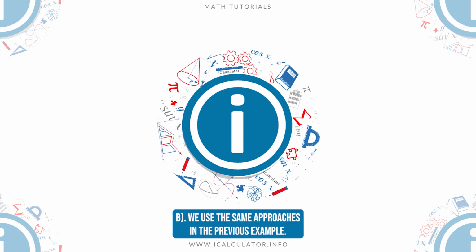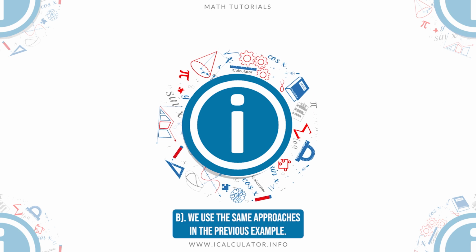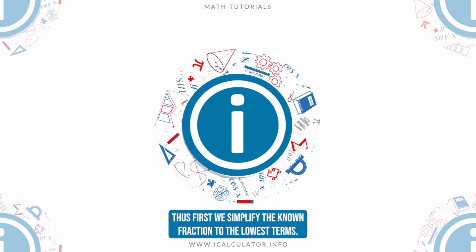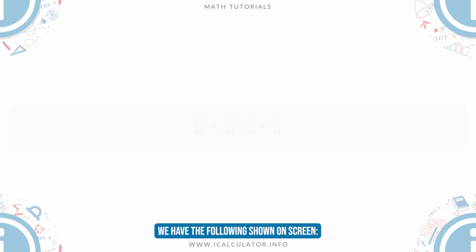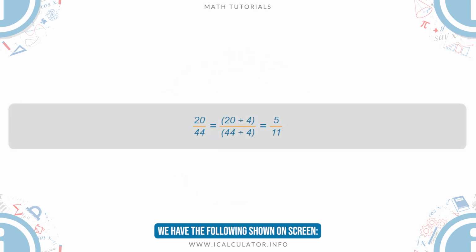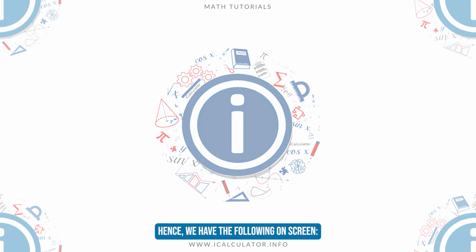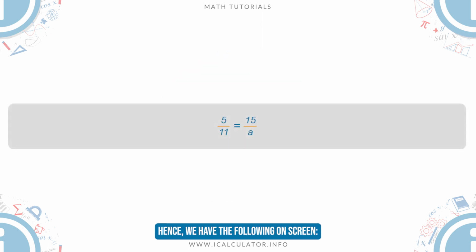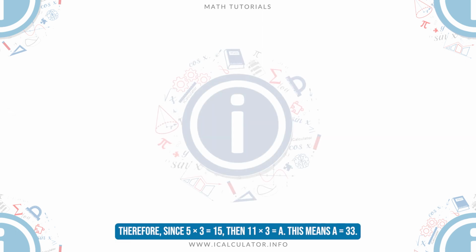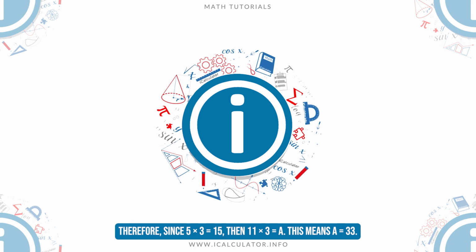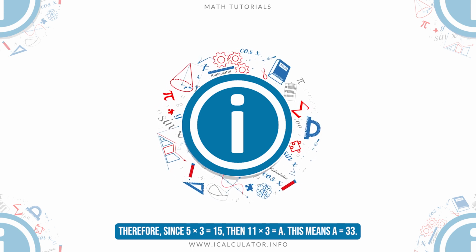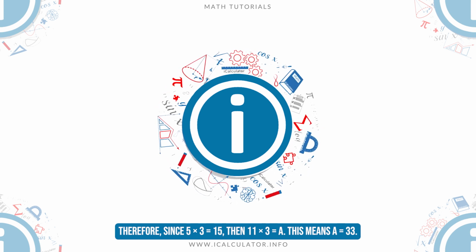B. We use the same approach as in the previous example. Thus, first we simplify the known fraction to the lowest terms, we have the following shown on screen. Hence, we have the following on screen. Therefore, since 5 times 3 is equal to 15, then 11 times 3 equals a. This means a equals 33.